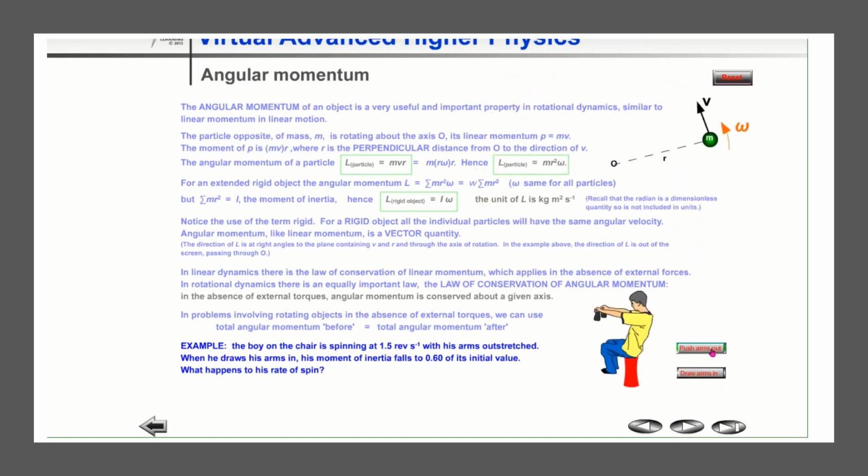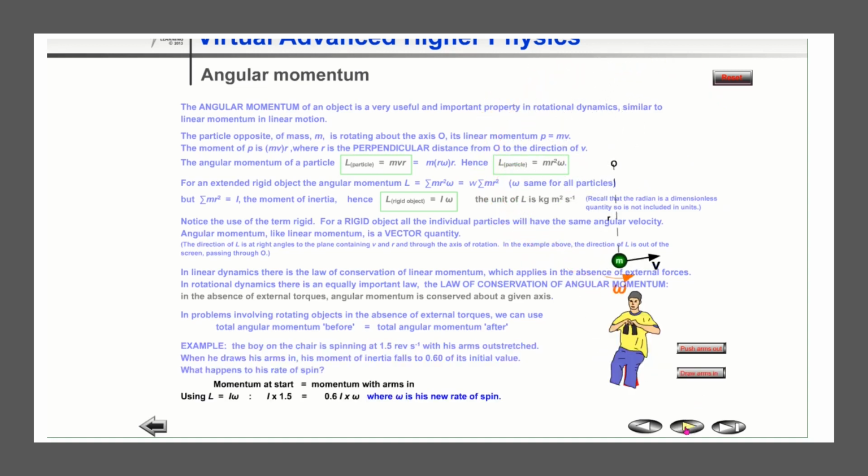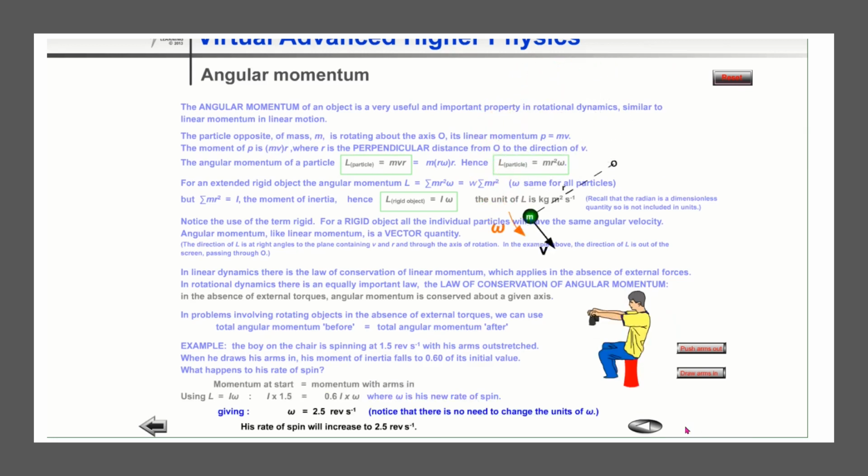Because angular momentum at the start is equal to the angular momentum with the arms in, using L equals I omega, I times 1.5 must equal 0.6 I times omega. Your I's will cancel, giving you omega is 2.5 revolutions per second. Notice that there's no need to change the units of angular velocity, so it's just about ratios.